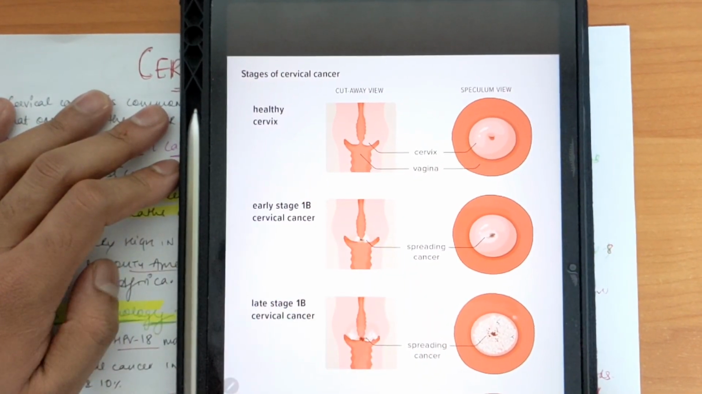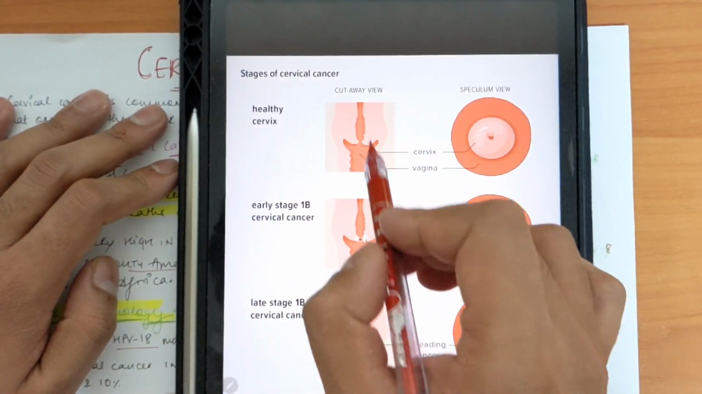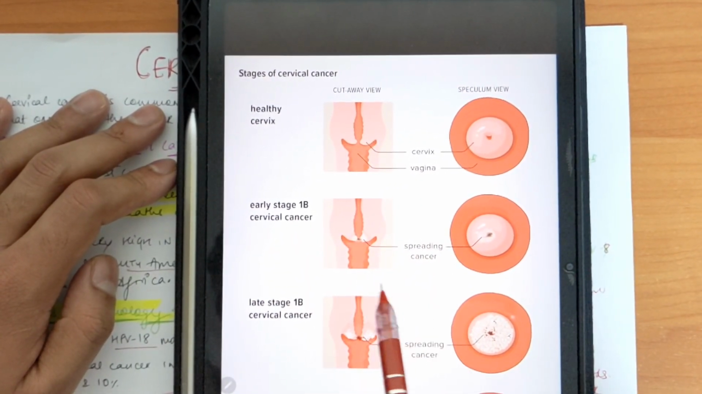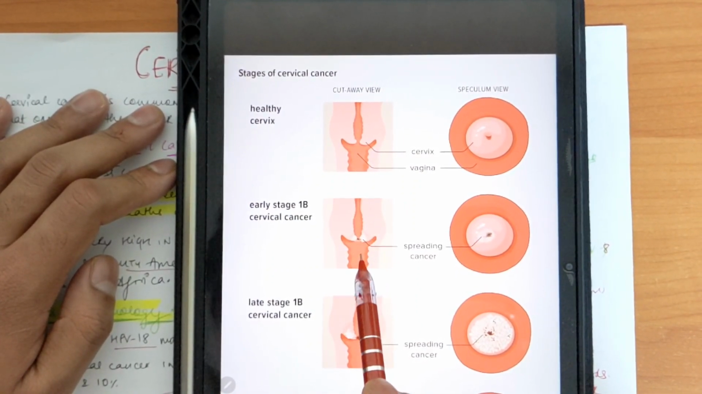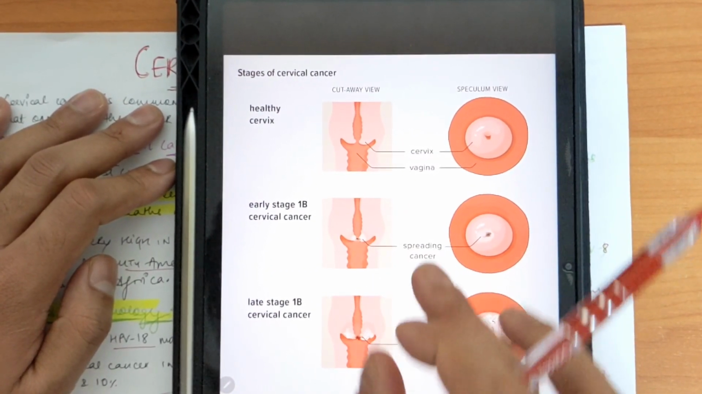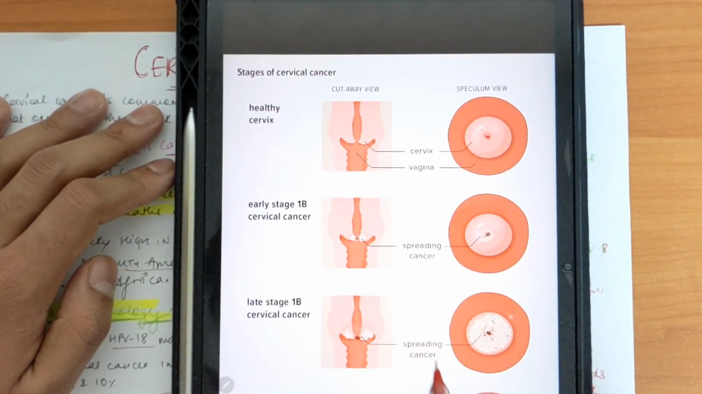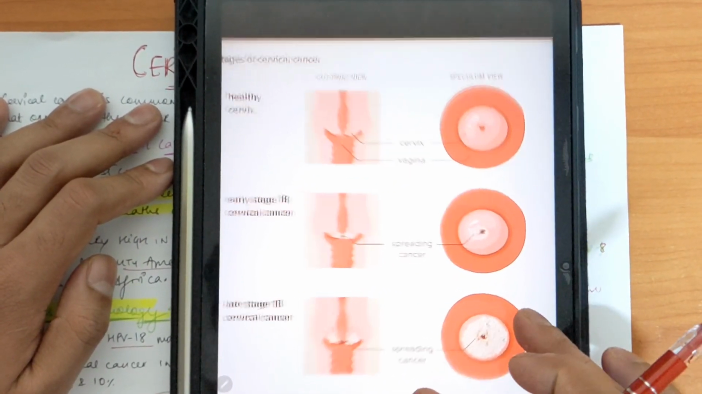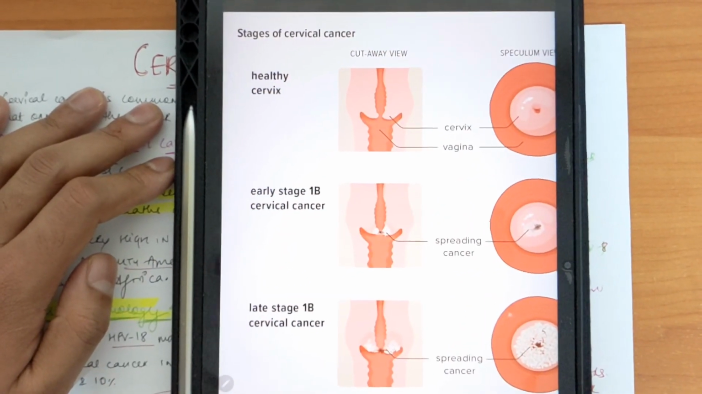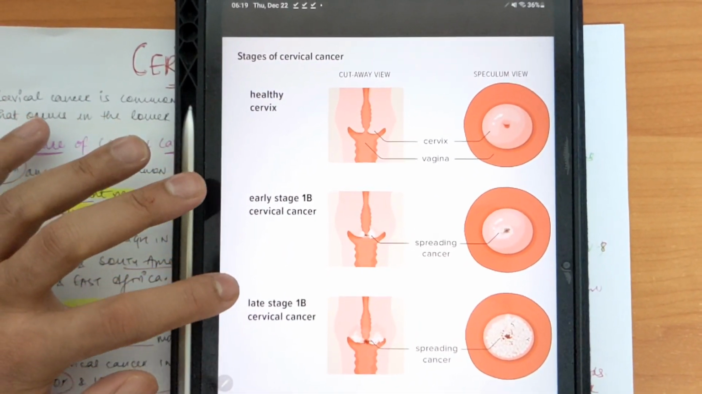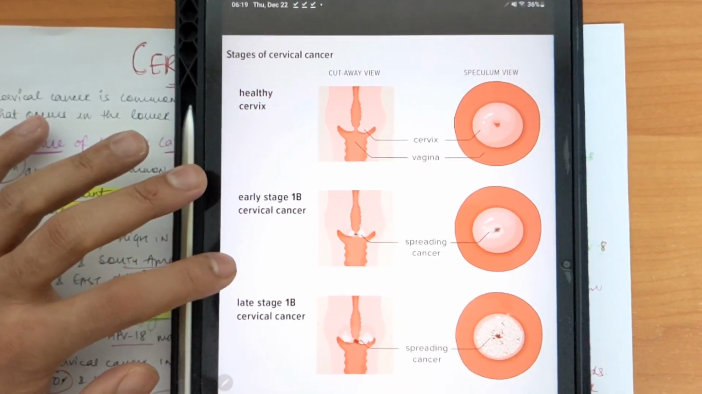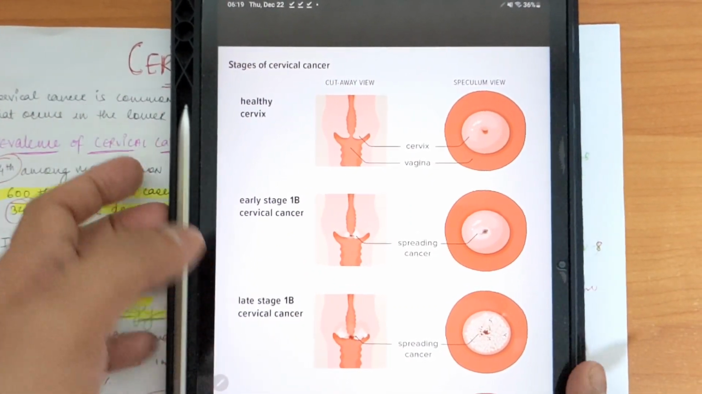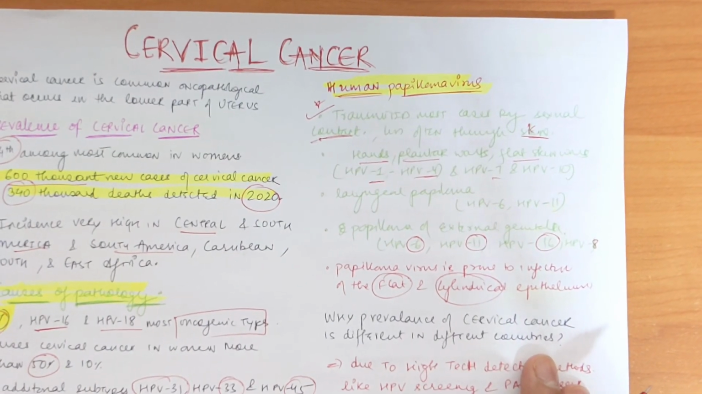This is your healthy cervix, this is the cervix, this is the vagina, and this is a cutaway portion. The early stage is stage 1b cervical cancer. You can see the cancer spreading here, and these white parts are the cancer. As the stage goes on, in late stage 1b you can see the cancer spreading in this zoomed or speculum image. Stage 2b is more advanced: you can see it in the parametrium, spread to the nearby tissues of the cervix, and some bleeding is also seen in stage 2b cervical cancer. So this is the staging.